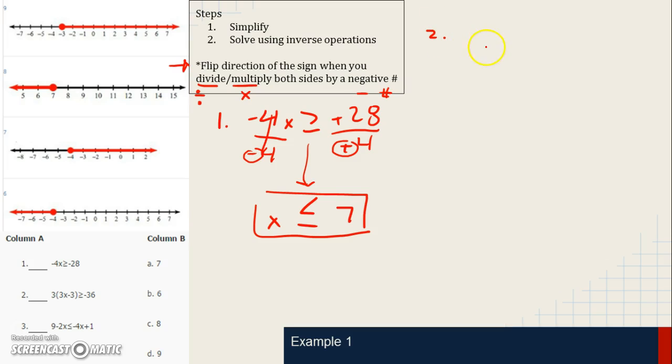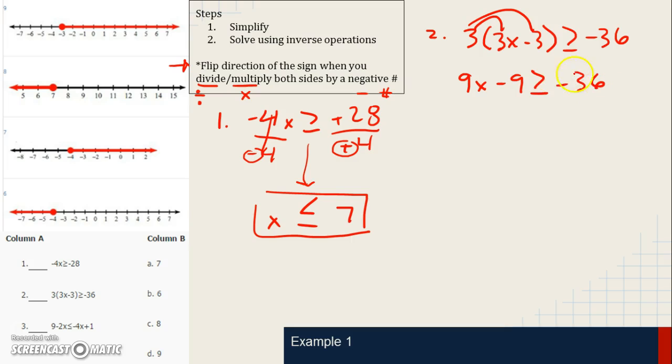We have number 2 now. We have 3 times 3x minus 3 is greater than or equal to negative 36. So what we're going to do is simplify first by distributing, and we get 9x minus 9, since 3 times a negative 3 is a negative 9, is greater than or equal to negative 36. Now we can start using inverse operations. We're going to eliminate the subtraction by adding 9 to both sides. We have 9x is greater than or equal to negative 36 plus 9, which is negative 27.